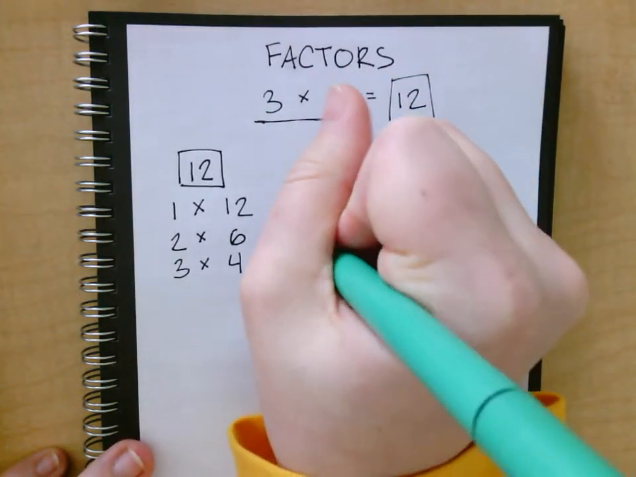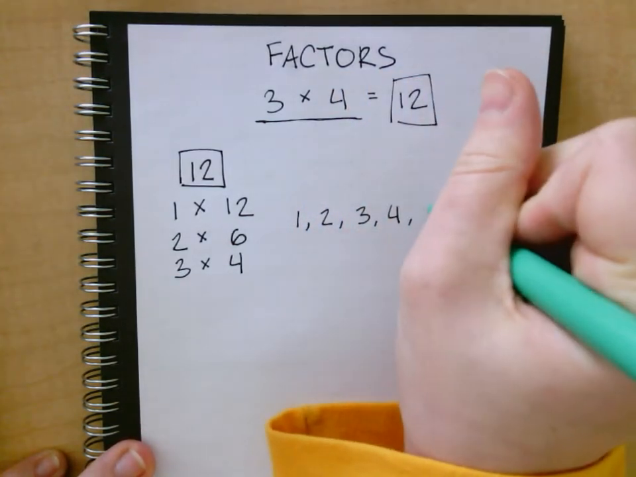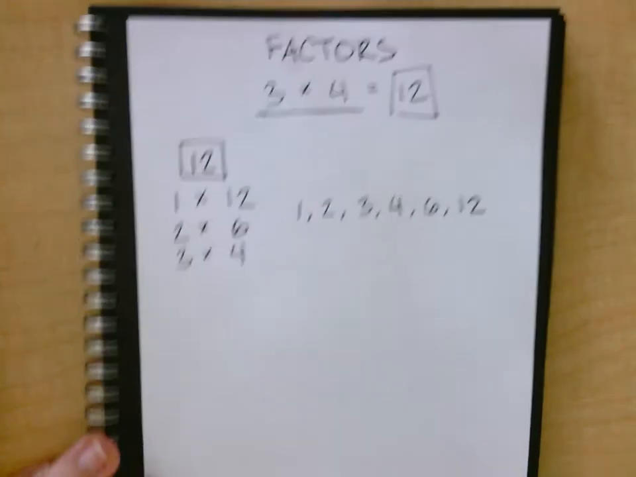Looking over here, I want to write my factors in order from least to greatest. So my factors of 12 are 1, 2, 3, 4, 6, and 12. All of those are my factors of 12. Now, let's do another practice.